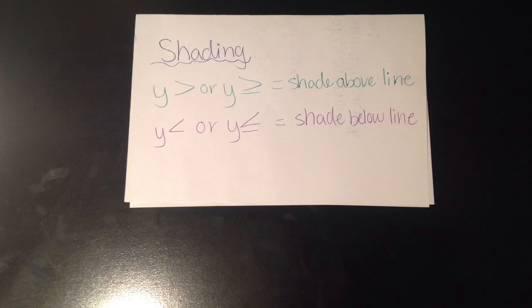Okay, now for the shading. Since these are inequalities, just the boundary line is not the solution. We have to shade accordingly to the signs. If the inequality sign is y is greater than or y is greater than or equal to something, you are going to shade above the line. And in this case, you are going to do that. But if the inequality sign was y is less than or y is less than or equal to something, you would shade below the boundary line.